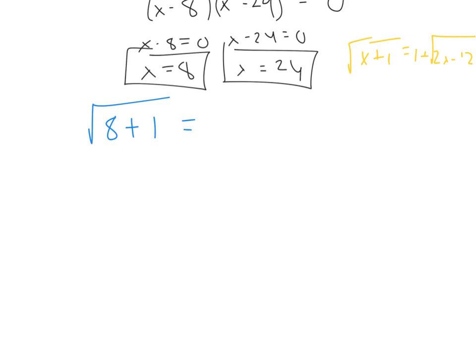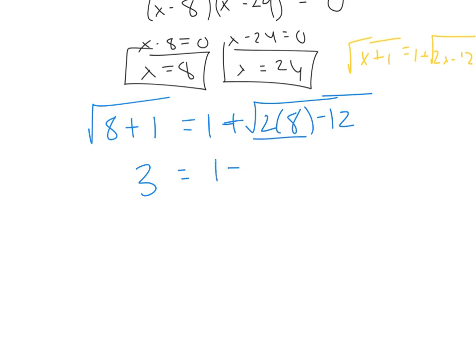So we're going to plug in that 8 there. So square root 8 plus 1, and then we got 1 plus square root 2 times 8 minus 12. So that's going to be this: 8 plus 1 is 9, square root is 3. 2 times 8 is 16, minus 12 is 4. Square root of 4 is 2. 1 plus 2 is 3. So I know that solution checks out.